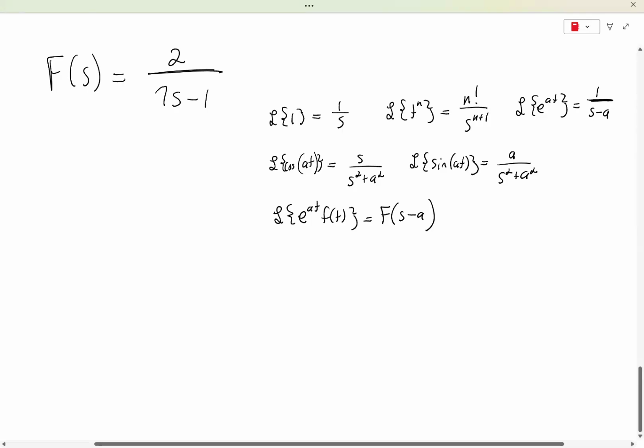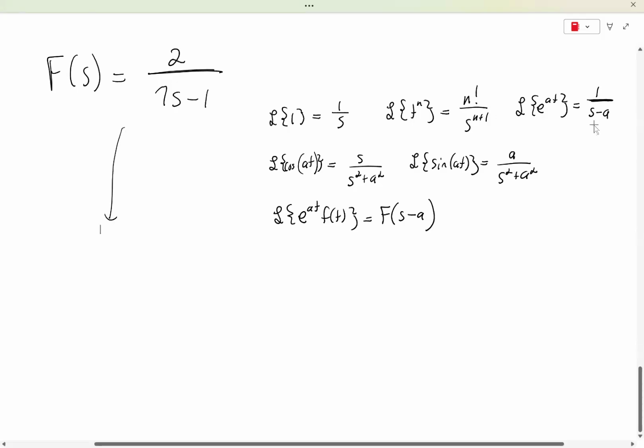Okay, so which one? What do you think here? Is there one that vaguely looks familiar? Yeah, e to the at kind of looks vaguely right, but it's off a little bit. But we've tried to fix it up here.